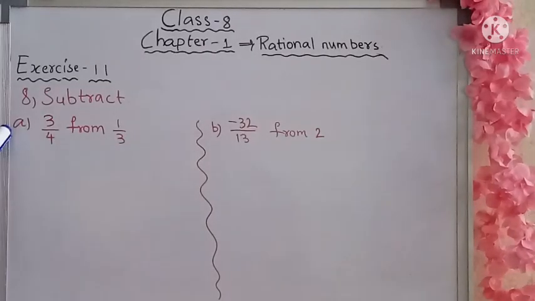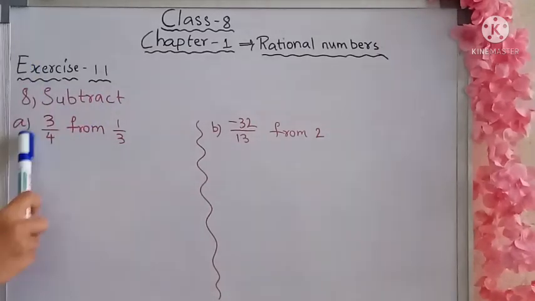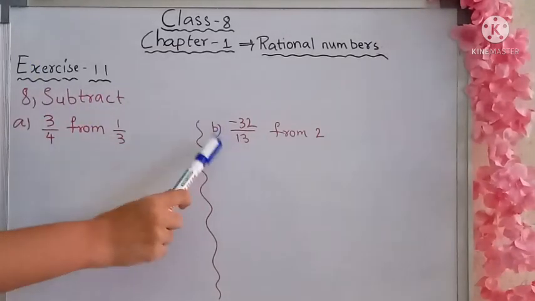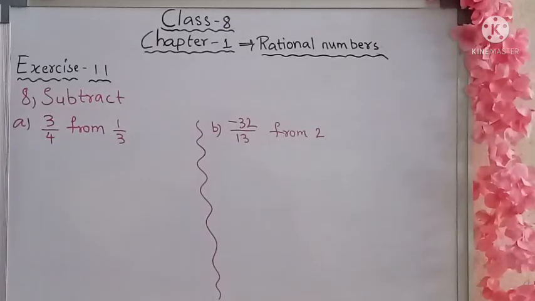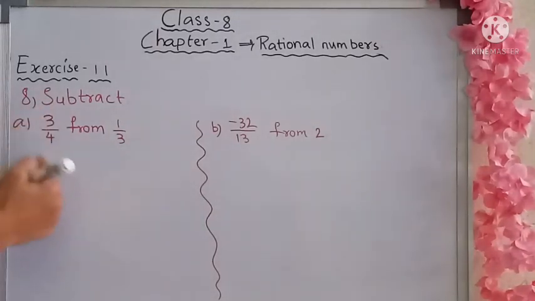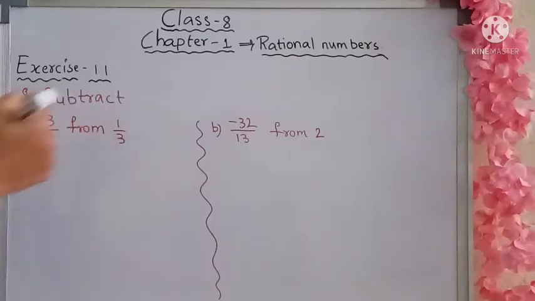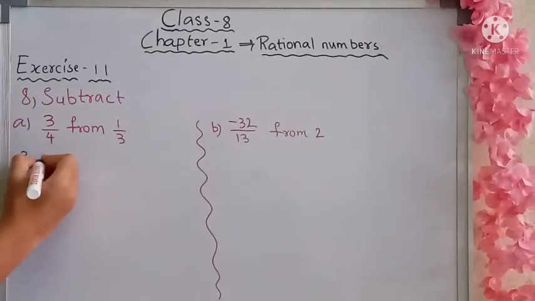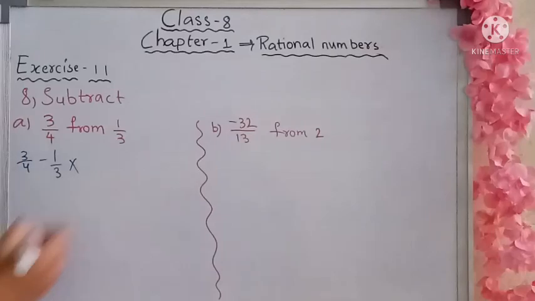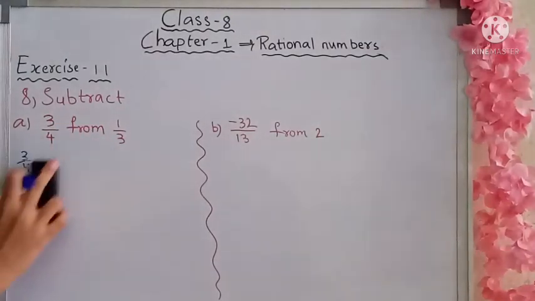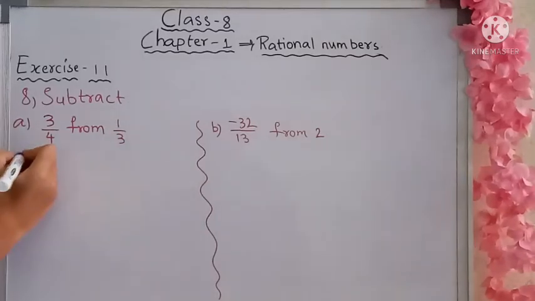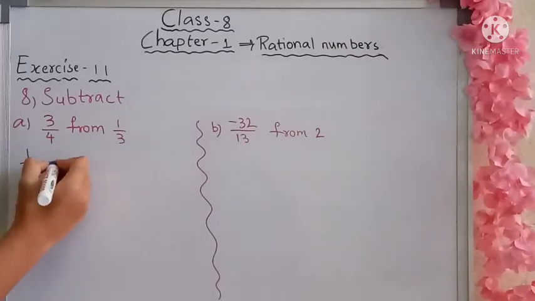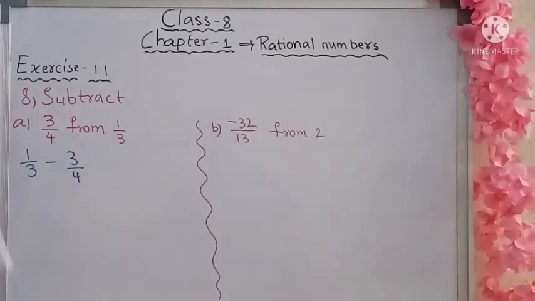So 8th question says that we have to subtract. They have given two questions, A and B. So question number A says that 3 upon 4 from 1 upon 3. So you should not subtract 3 upon 4 minus 1 upon 3. So this is wrong. So you have to subtract it 1 upon 3 minus 3 upon 4. So you have to do it like this.